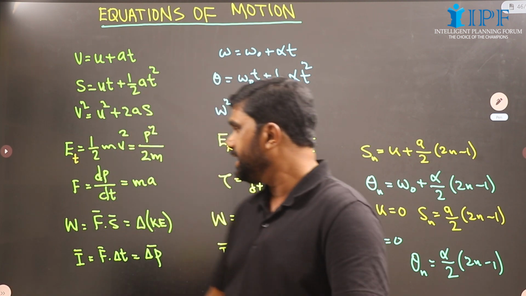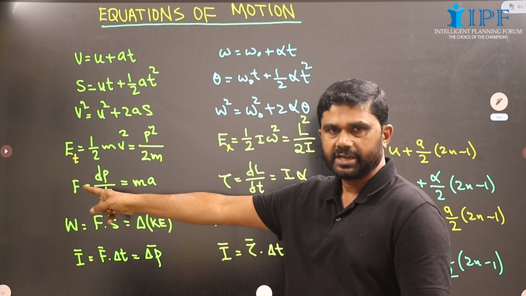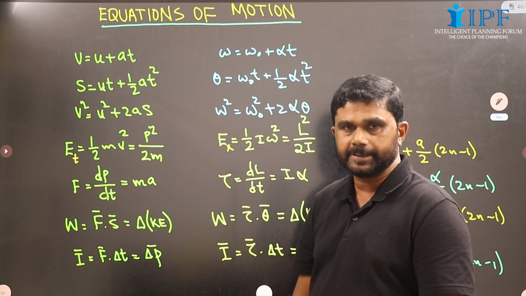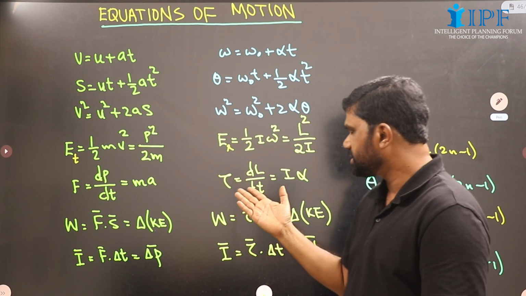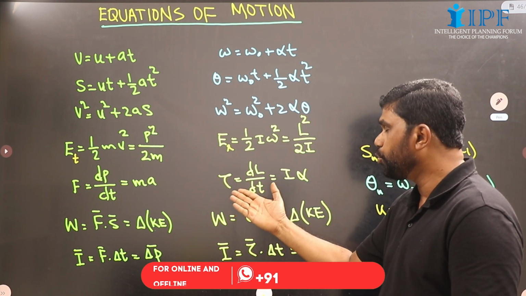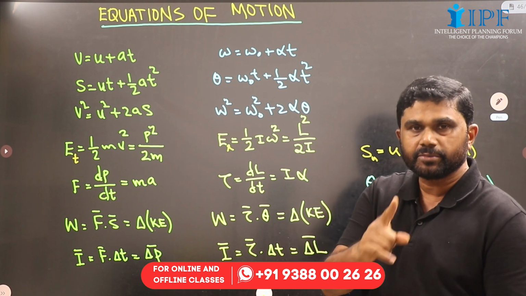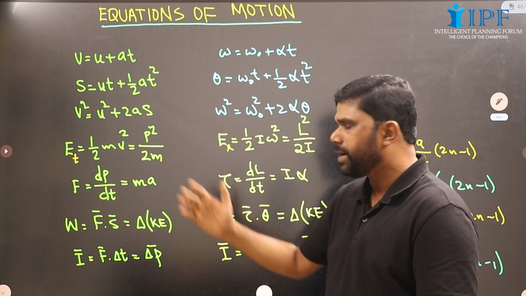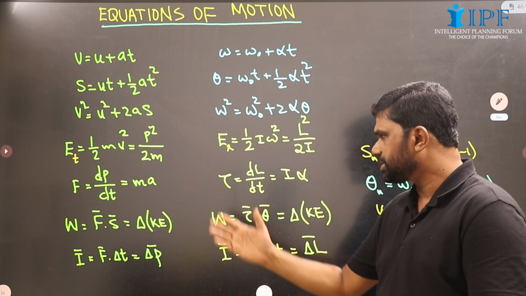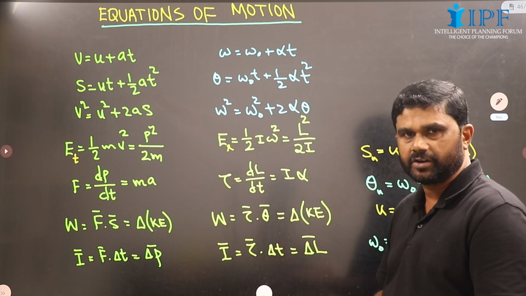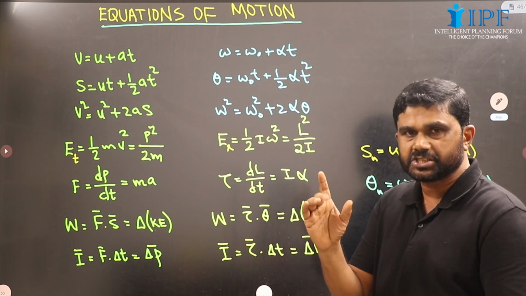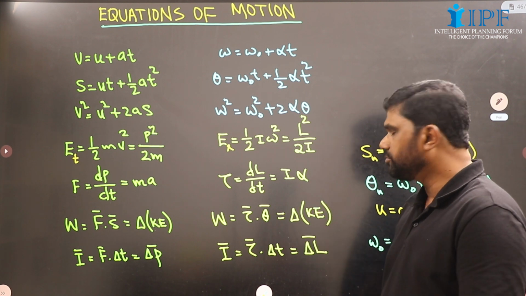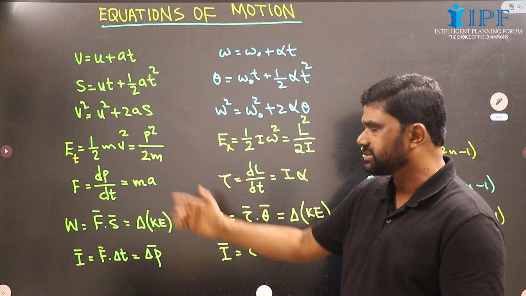See, in linear mechanics we have force F is the time rate of change of linear momentum, dp by dt. Corresponding relation we have in rotational mechanics, that is tau equal to dL by dt, time rate of change of angular momentum equal to torque. And F equal to mass into acceleration. Similar relation in rotational motion, torque equal to I alpha, where I is the moment of inertia, analogous to mass in linear mechanics, and alpha is the angular acceleration, analogous to linear acceleration.